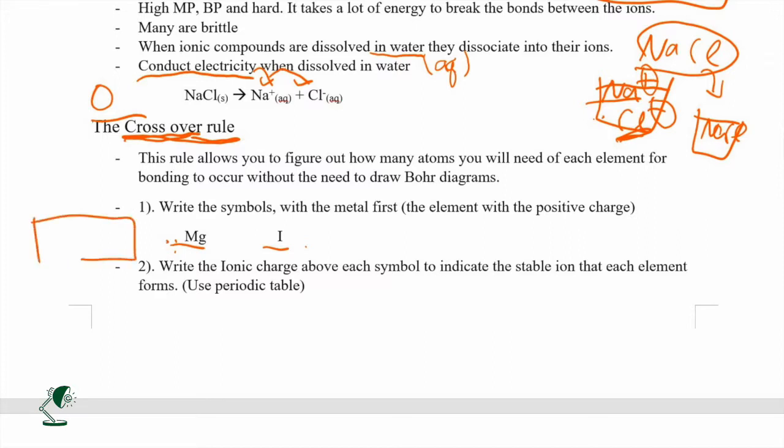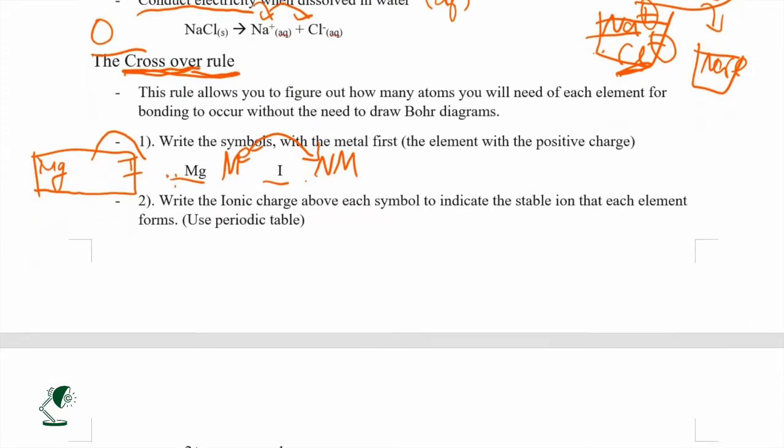Alright, when you take a look at your periodic table, you can find magnesium on the left side and iodine on the right side. That's why magnesium is a metal and iodine is a non-metal. Okay, great. And always remember, the electrons from the metal will be transferred to the non-metal. This is the rule. Okay, let's move to step 2.